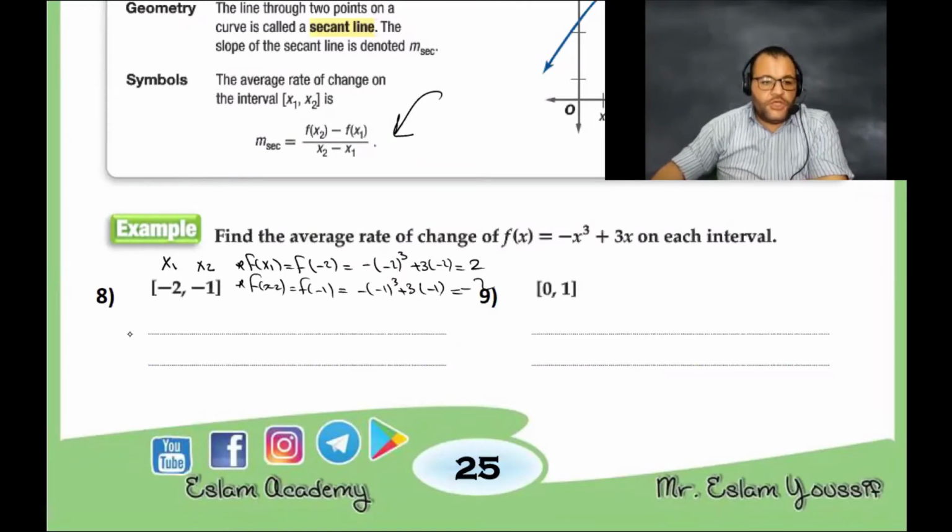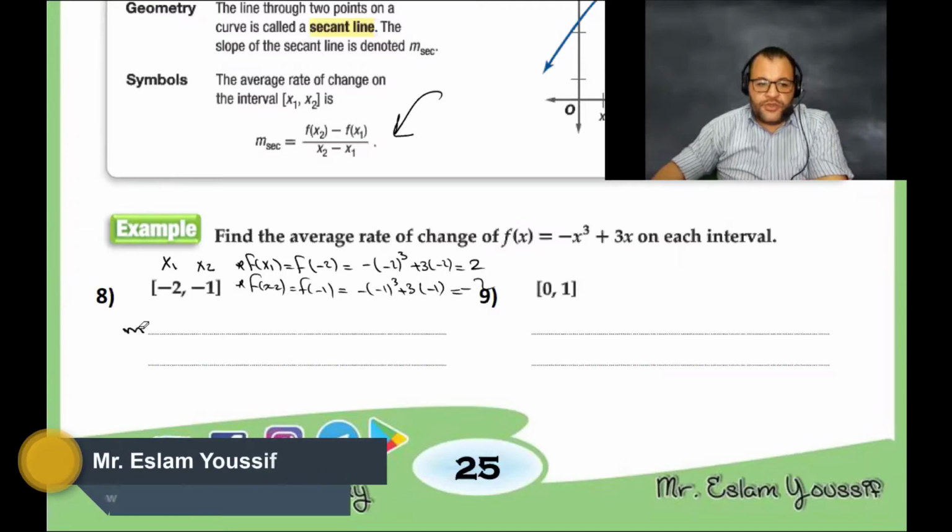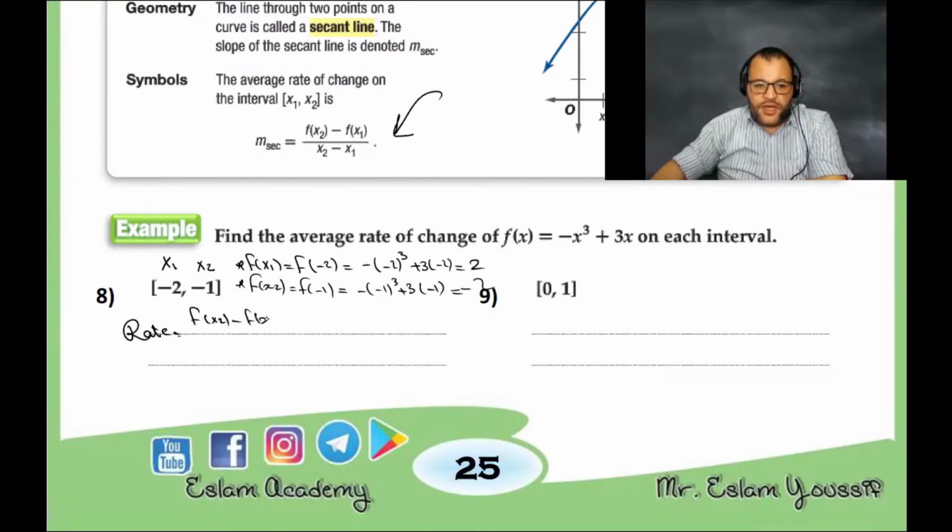So now we need to find the rate of change, which is f of x2 minus f of x1 divided by x2 minus x1. That is the formula. Negative 2 minus 2 over x2, which is negative 1, minus negative 2, which is plus 2. So the answer would be negative 4 over 1, which is negative 4.